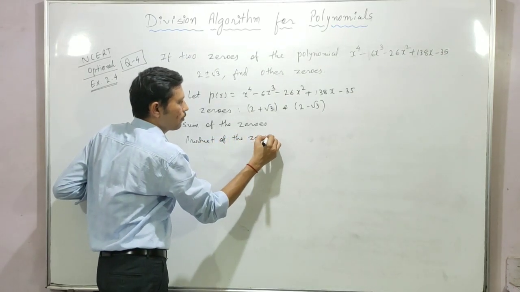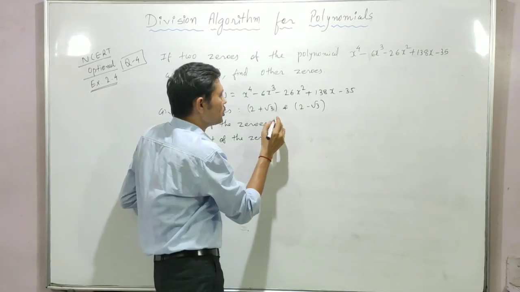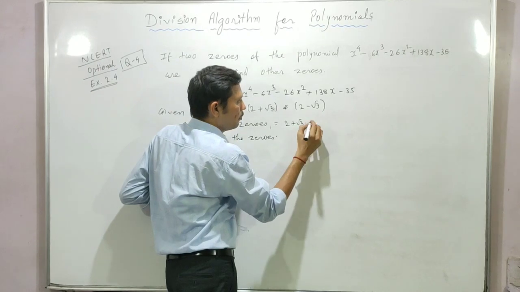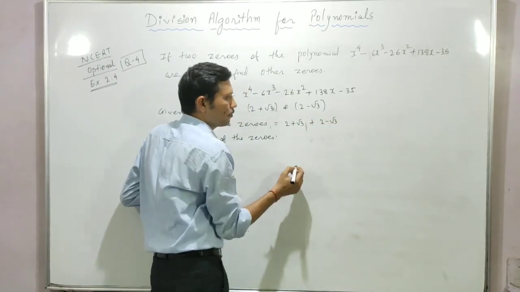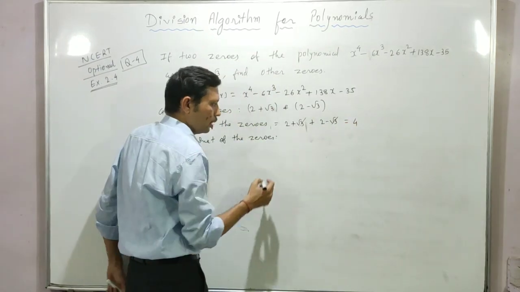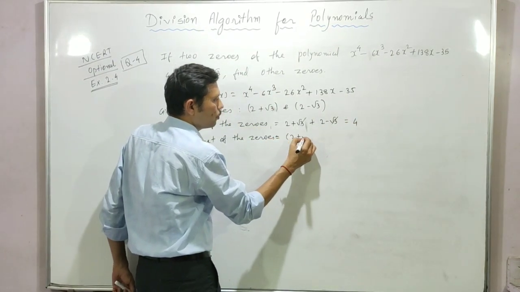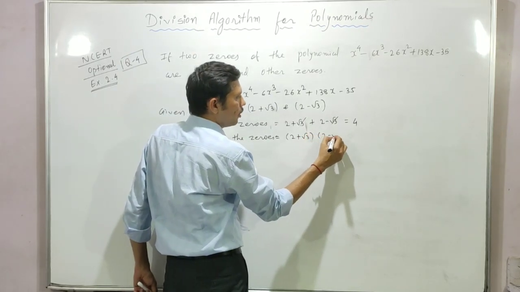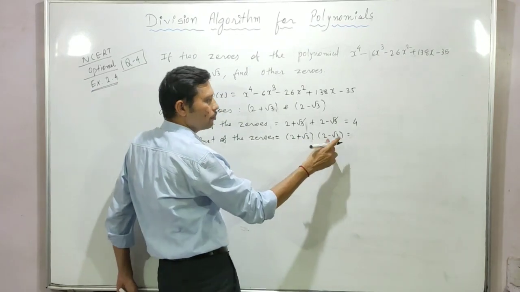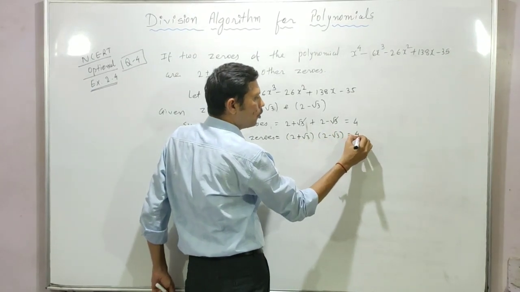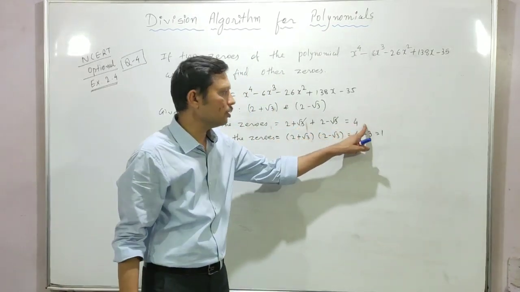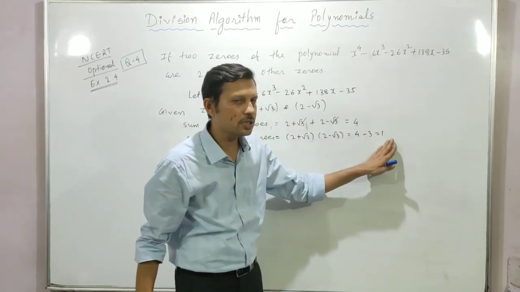Now the sum of the zeros, that is 2 plus root 3 plus 2 minus root 3. Plus root 3 minus root 3 cancel out, so 2 plus 2 becomes 4. And the product of the zeros, 2 plus root 3 and 2 minus root 3. The product is (a plus b)(a minus b), a square minus b square. So 2 squared is 4, minus root 3 squared is 3, that is 1. So the sum of the zeros is 4, and the product of the zeros is 1.